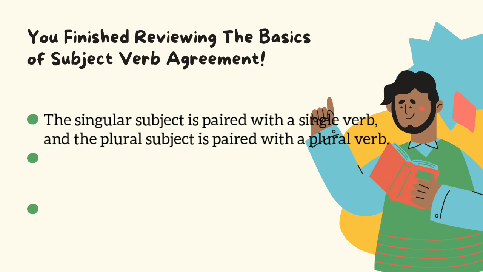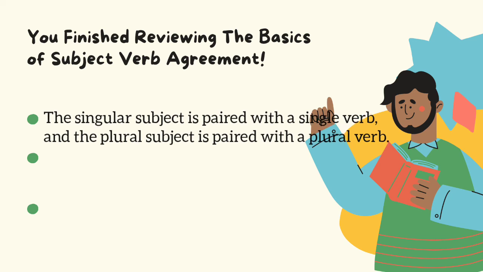In the last number, the answer is are, because the plural subject roses corresponds to the verb are. Okay, you have finished reviewing the basics of subject-verb agreement. Remember that a singular subject is paired with a singular verb and a plural subject is paired with a plural verb.